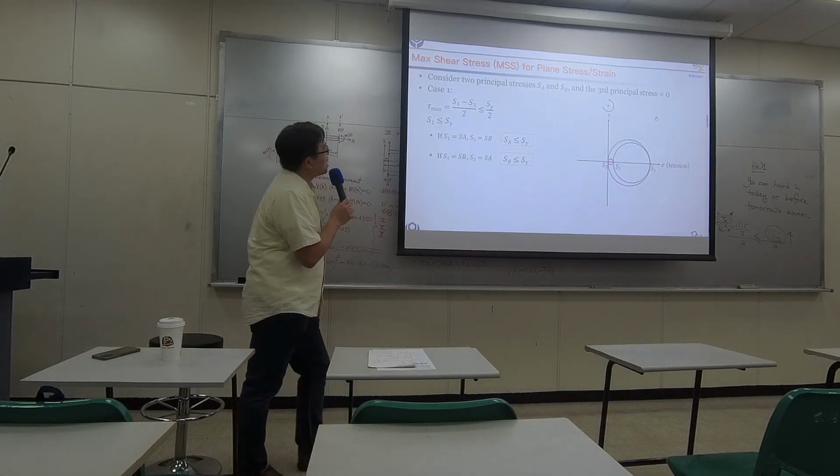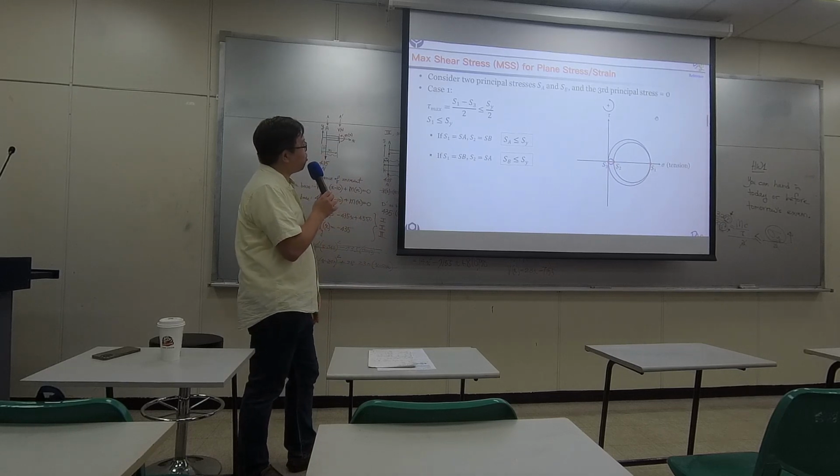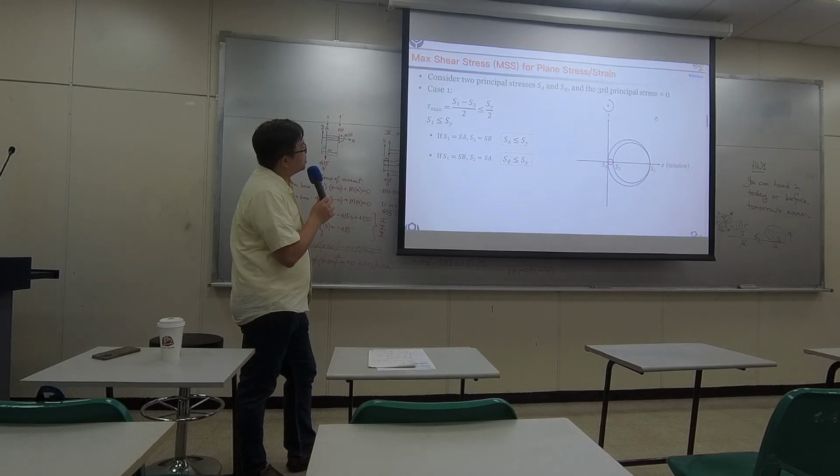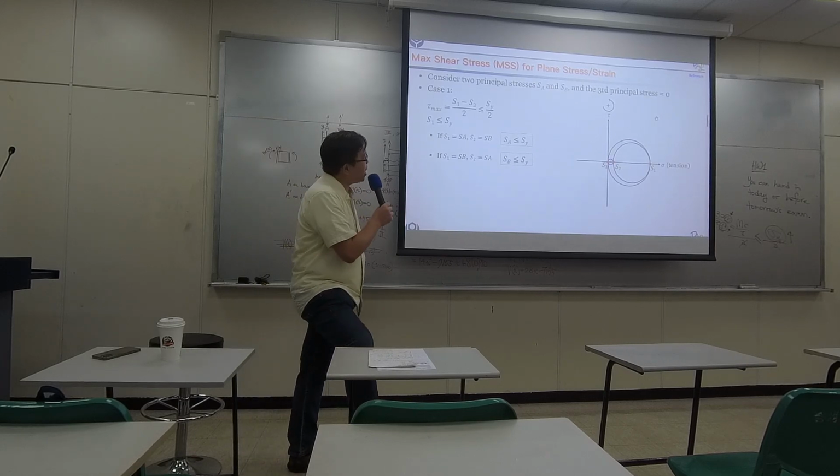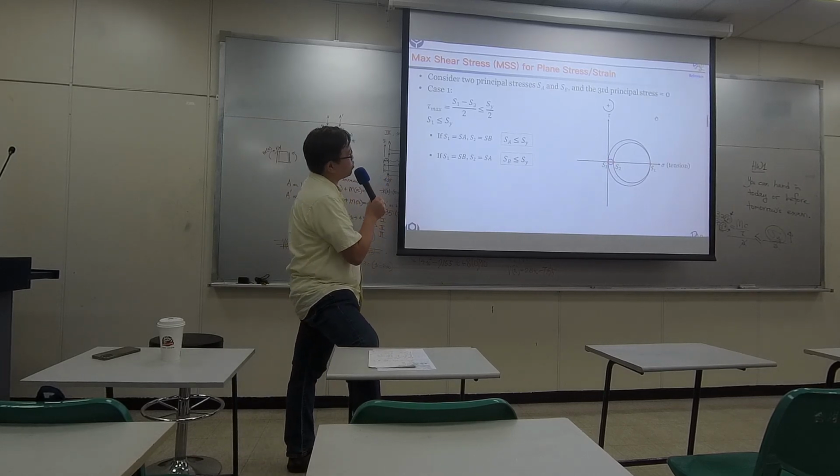Okay. Now things are getting more confusing in the following. I introduced something called SA and SB. Okay. So why do we introduce so-called SA and SB instead of S1 and S2?